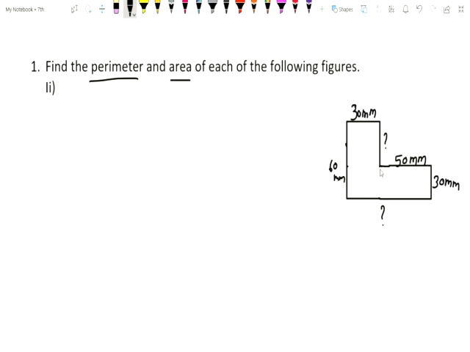I'm going to connect this. If we connect this, what shape am I getting? Is this a rectangle? Okay. So rectangle means opposite sides are equal. So 50 millimeter, and this is 30, so this also 30 millimeter, and here this 30 and this is also 30 millimeter. Now I want to find this side.